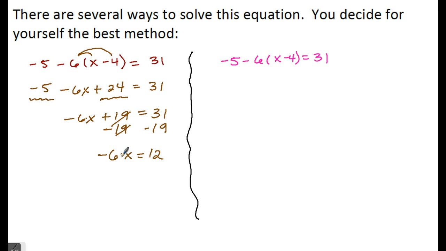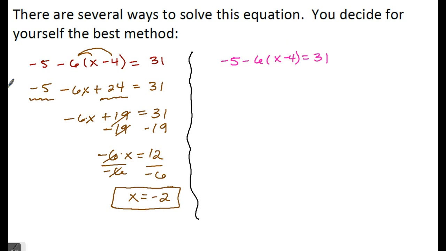Then again, negative 6 times x. To get rid of a multiplication, we're going to divide both sides by negative 6. These cancel, and you have x equals negative 2. Okay, so plugging back in, plug the value x equals negative 2 in here, and that should give you the value of 31 when you check your solution.